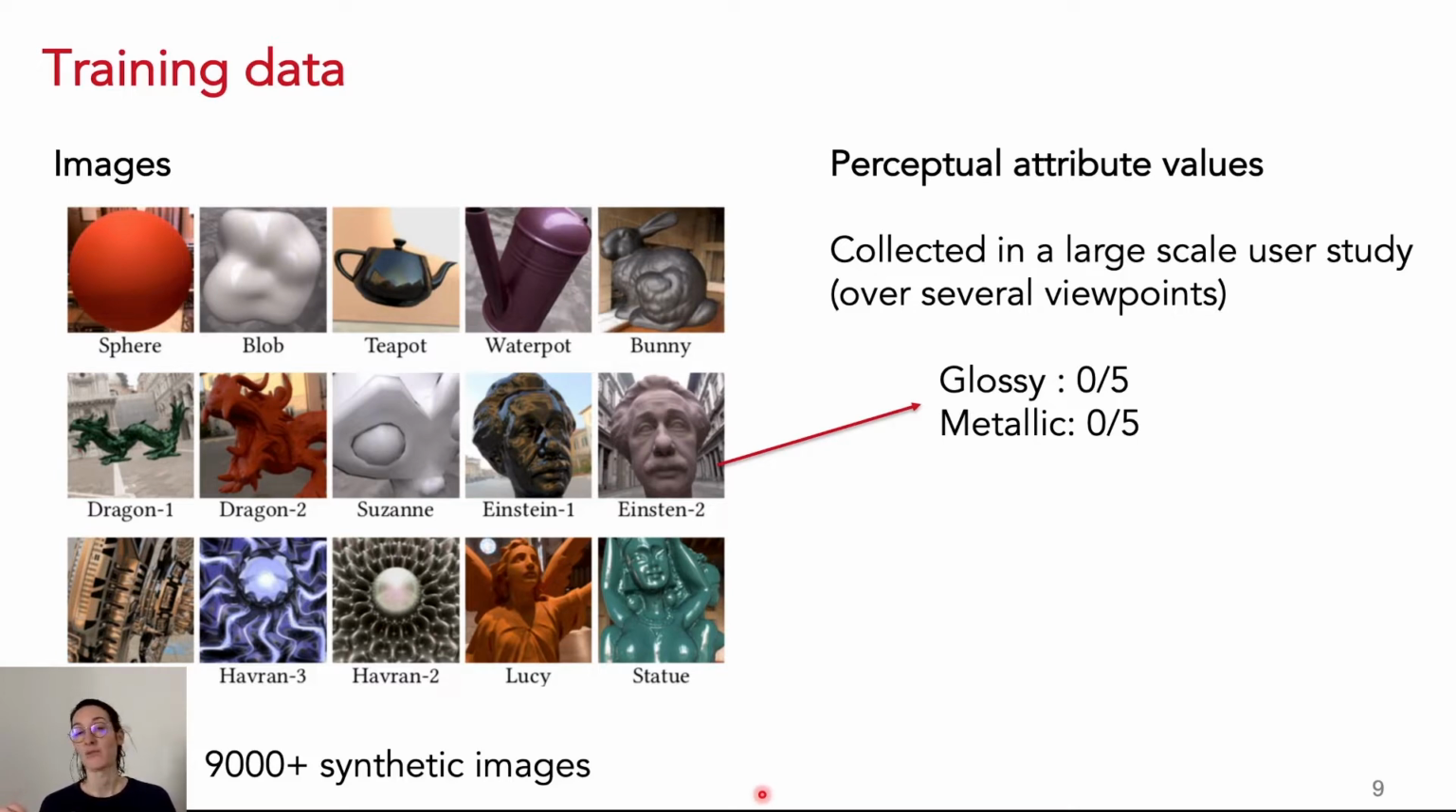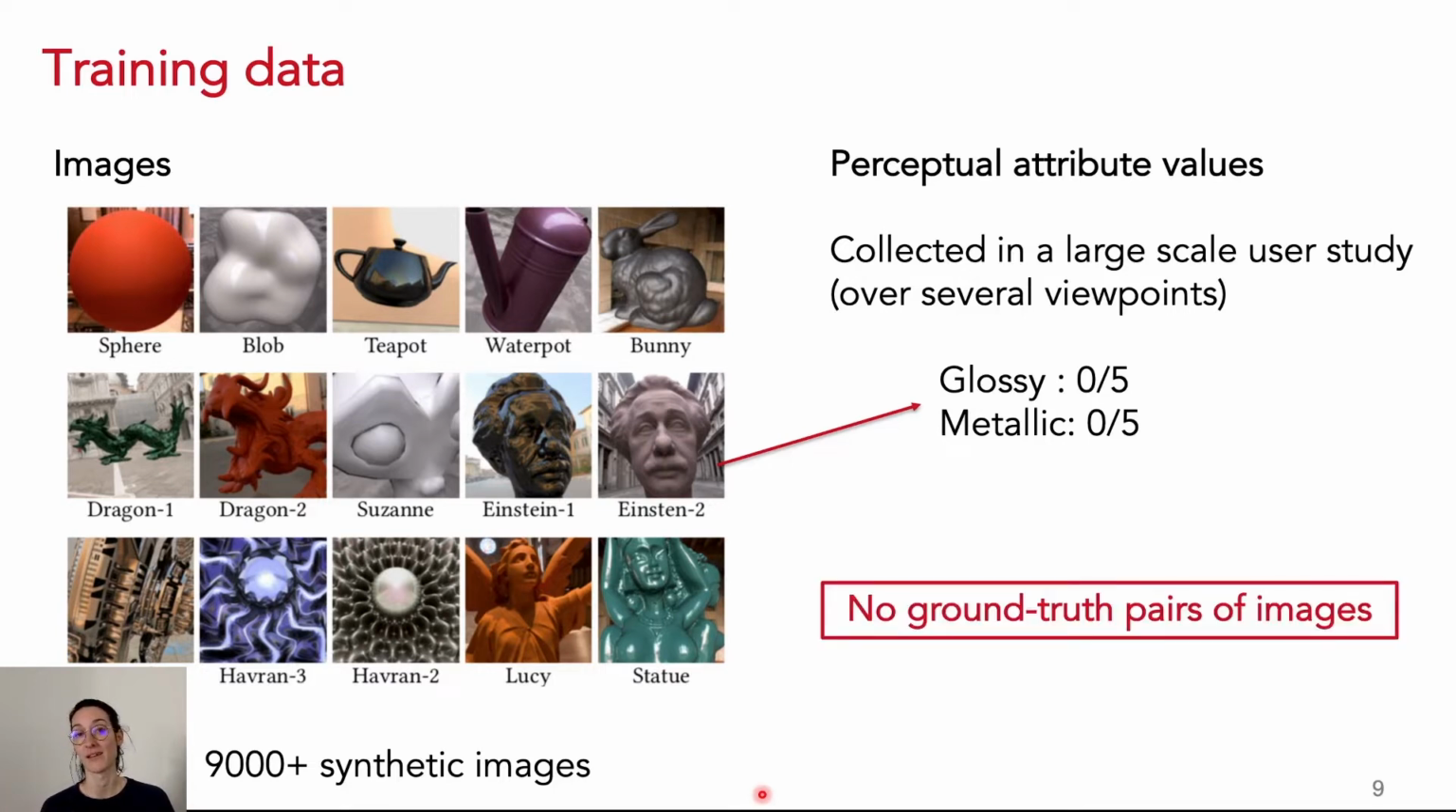So what is the data that we have to train our network? What we don't have are ground truth pairs of images, meaning we don't know what this image should look like if we wanted to have the same scene with a metallic appearance. So we can't show the network directly a target image that it needs to reach, which makes the training complicated. So how can we use such data to train our network?